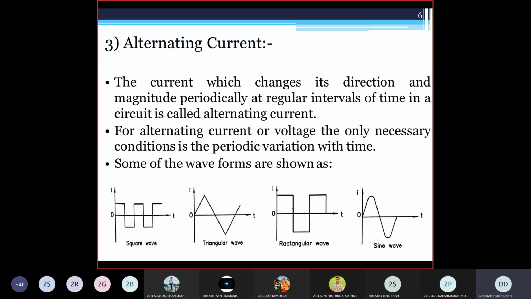The reason is that in most AC systems we use the sine wave. Clear? Not these three waveforms, square, triangular or rectangular. So whenever you see alternating current in a book, you assume that it is a sine wave. Clear? Because in the electrical system, alternating current means that we are using the sine wave.